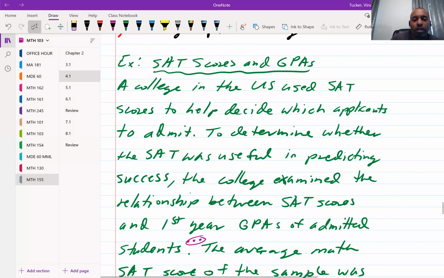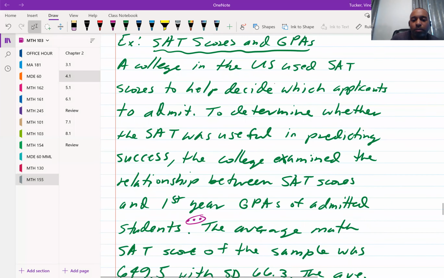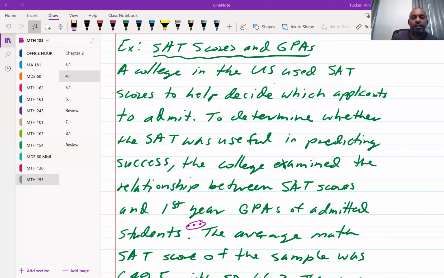All right, so now this was a long problem. I still shortened it up some though. That's why I got those little dots right there, just letting you know there's more in between. But I just wrote down what we needed. So we have a college in the US that used SAT scores to help decide which applicants to admit. To determine whether SAT was useful in predicting success, the college examined the relationship between SAT scores and first-year GPAs of admitted students.